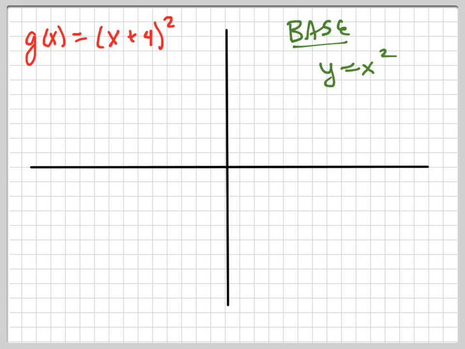It goes, whoops, I drew that really bad. Let me try that again. It's going to go through 0, 0. It's going to go through 1, 1. It's going to go through 2, 4. It's going to go through 3, 9. And then it's going to be flipped over the other side. So that's your base graph, a parabola graph.